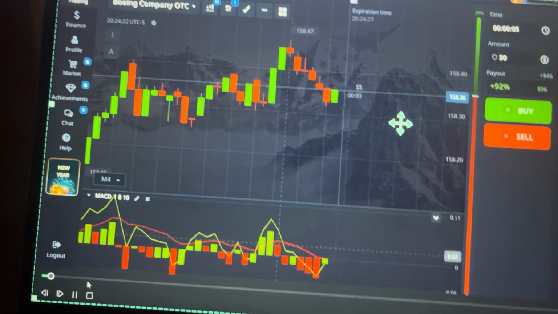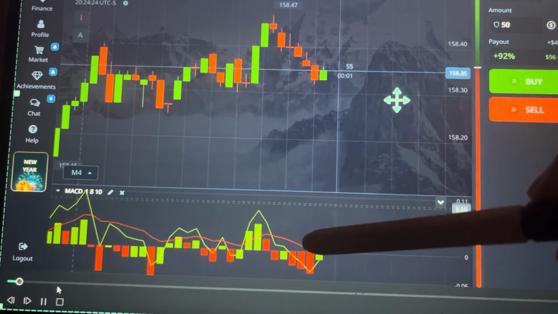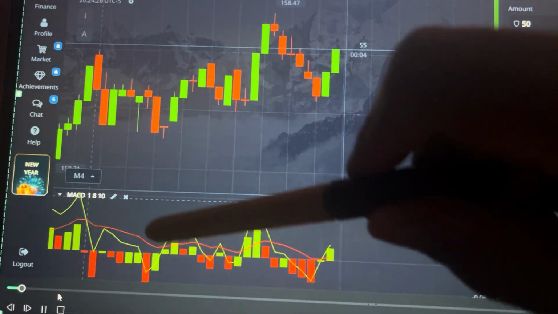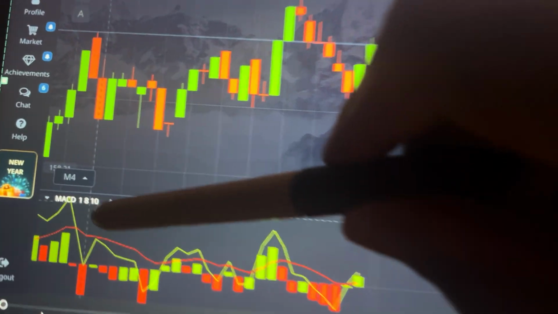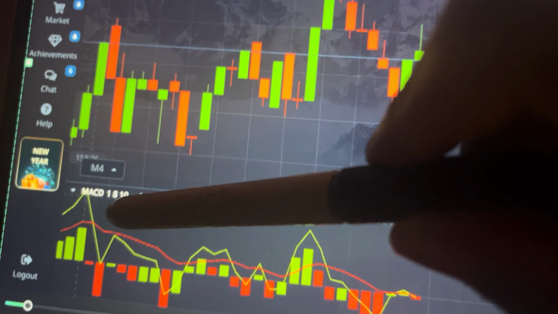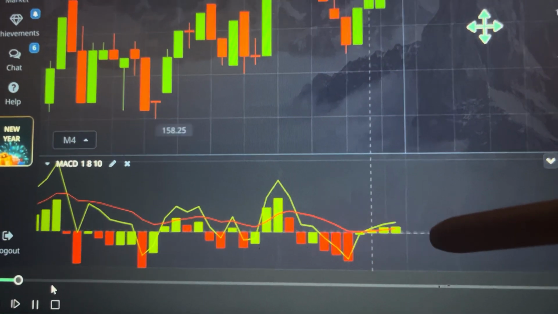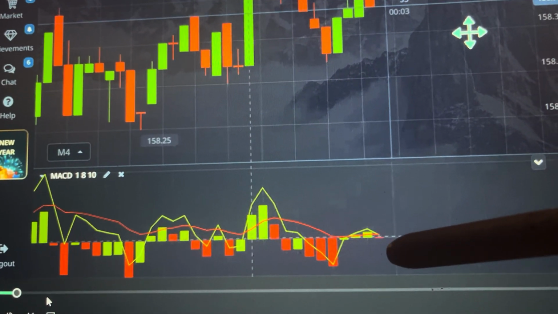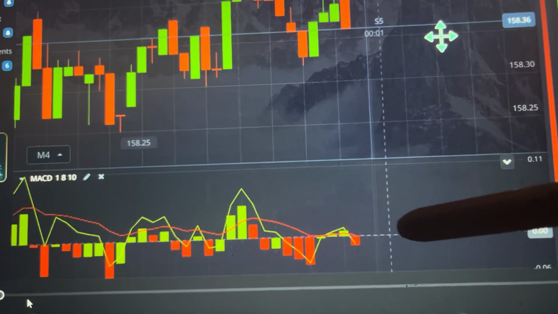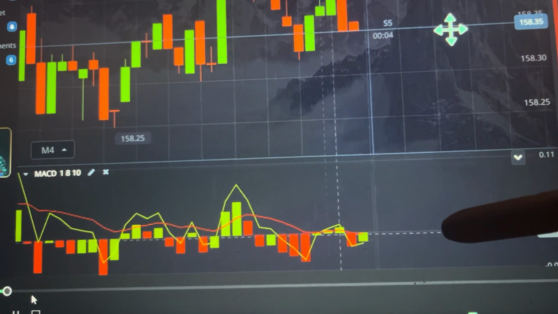If you look over here at the MACD, I've got it set to 1, 8, and 10. Down below here, this is the MACD. Across here, this center over here, this is called the momentum.